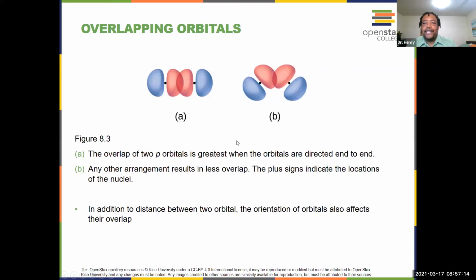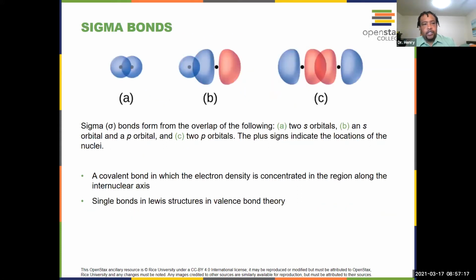Okay, so I'm going to introduce you to another type of bond. We have what we call a sigma bond. A sigma bond is basically when you have that end-to-end overlap. Here we have two s orbitals overlapping. That's a sigma bond. Here we have an s and a p overlapping. That's also a sigma bond. Here we have two p's overlapping. This is also a sigma bond. That single overlap is considered to be a sigma bond, not a single bond, but in most cases it is going to be a single bond.